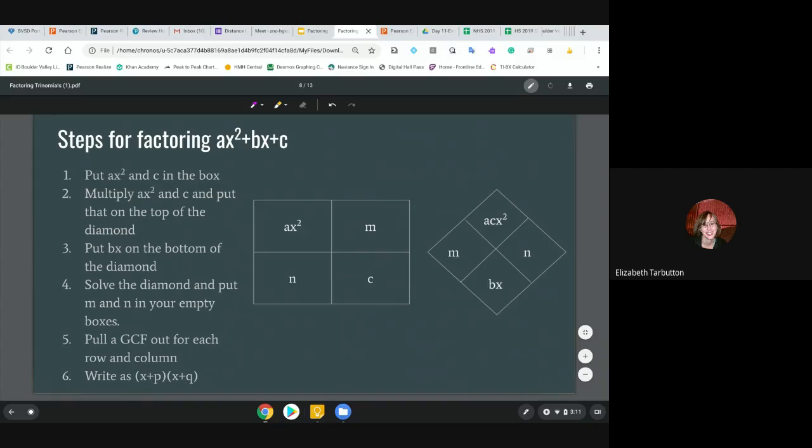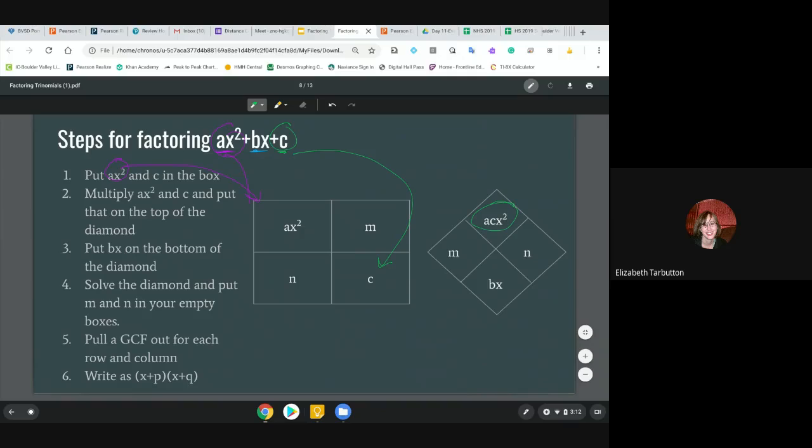Okay, so the steps for factoring. When we look at a trinomial, we call this term ax squared. We call this term bx. And we call this term c. We take our ax squared term and we put it in here in our upper left-hand corner. And we take our c and we put it in the lower right-hand corner. And we multiply those two together and put the product here.